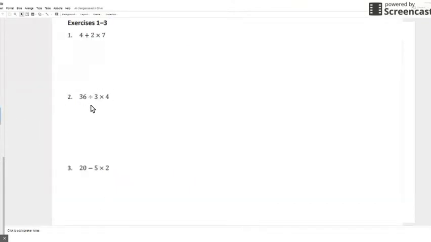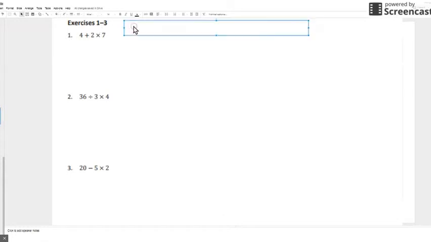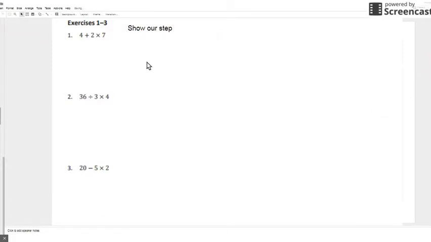All right, so let's go over three examples dealing with that. This is exercises 1 to 3. And here we're going to show our steps. You'll be asked sometimes to show your steps on how you solved it, and that's what I'm going to show you here. Some of this can be done mentally, and of course that does make it a little easier. But in this video, I'm going to show you how to show your steps.